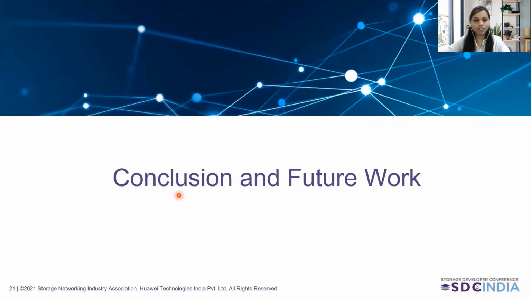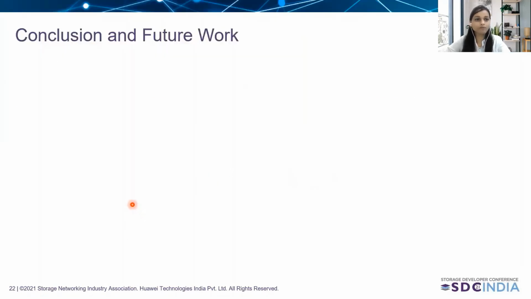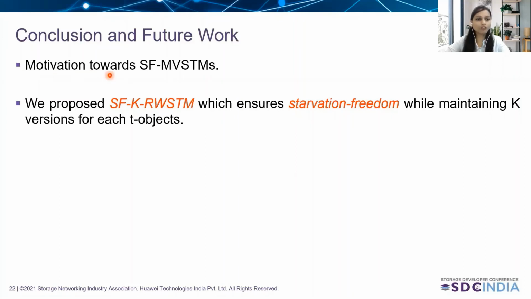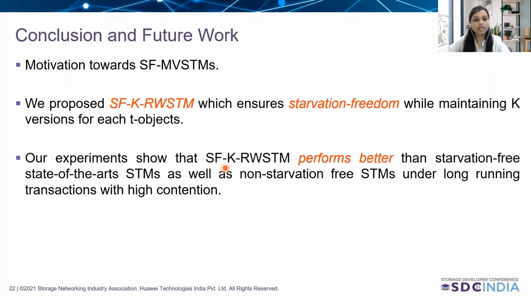It's time to conclude the talk, followed by the future directions. Here, I have given the motivation towards starvation-free multi-version STMs, and we propose the starvation-free K-version RW-STM, which ensures starvation freedom while maintaining K versions corresponding to each T-object. It also ensures the correctness criteria as well as starvation freedom. And our experiments show that SFK-RW-STM performs better than starvation-free state-of-the-art STMs as well as non-starvation-free STMs under long-running transactions with high contention workload.